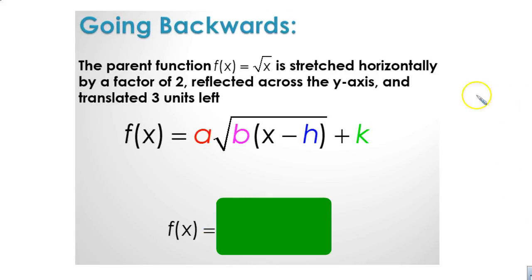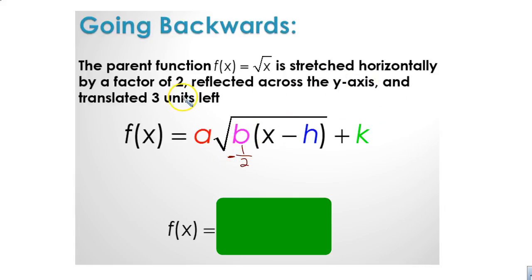Another example here, the parent function is stretched horizontally. Well, horizontally is left and right, and that's inside. But remember, those stretches behave weird. It's not going to be stretching by a factor of 2, it's actually going to be a fraction 1/2, where that 2 is in the denominator inside. Reflected across the y-axis. That means the negative has to be inside in front of b.